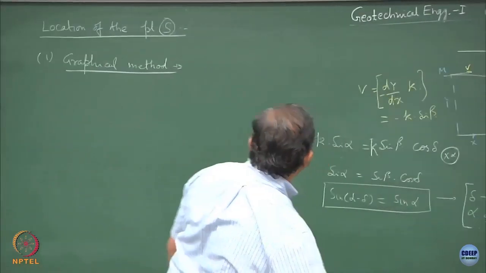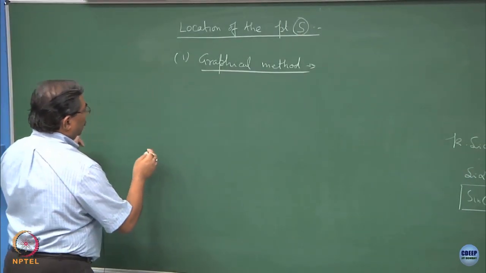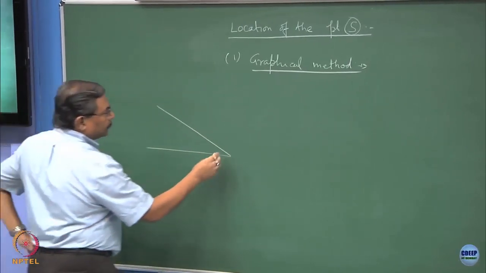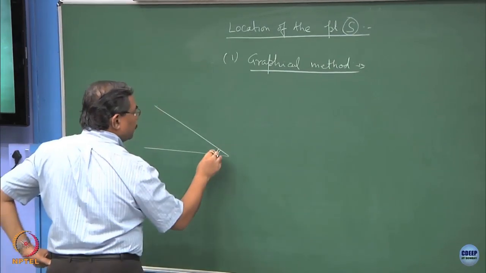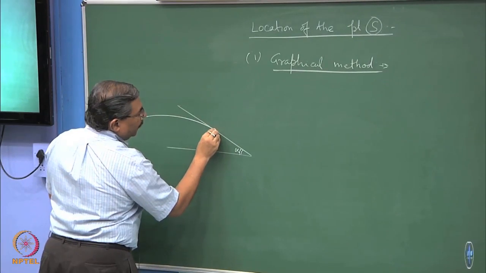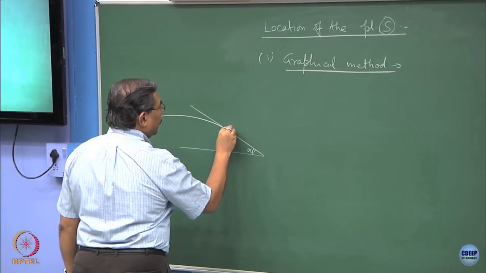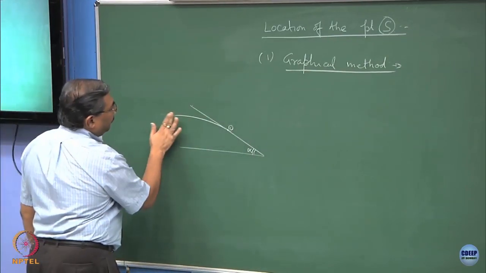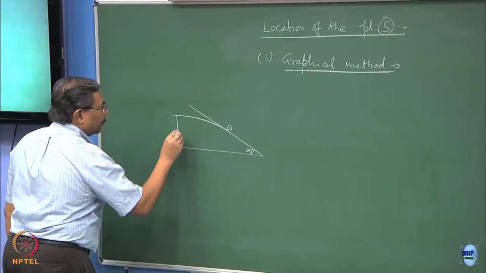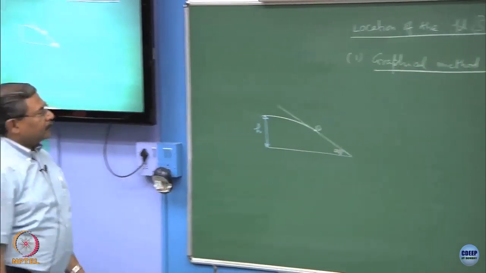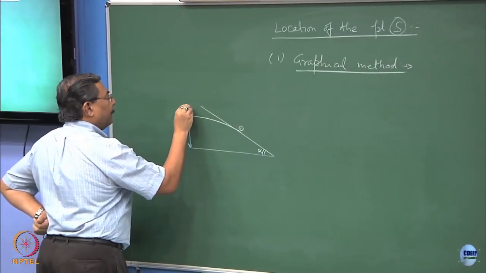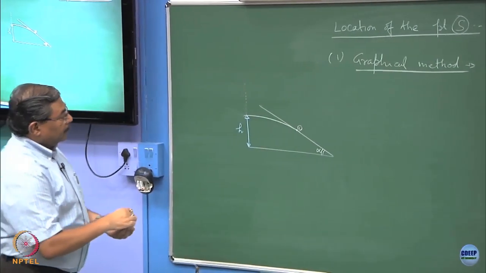Please follow the steps which I am going to talk about. If this is the downstream side of the slope, I have taken this as alpha. What we are interested in finding out is the location of this point, which is S. And this is the height of the water column, let us say H or whatever. The first step is extend this in the vertical direction and let it cut the downstream slope.